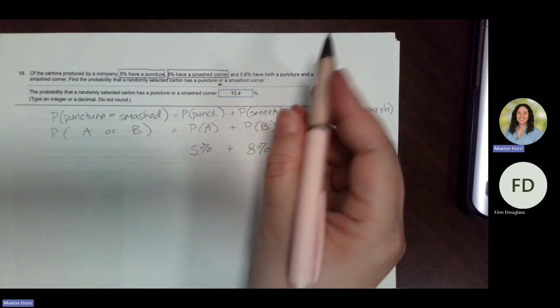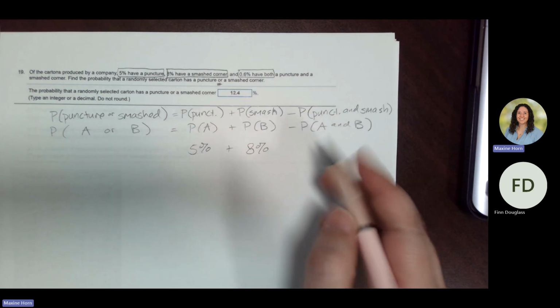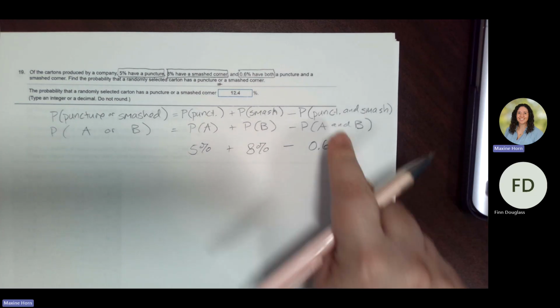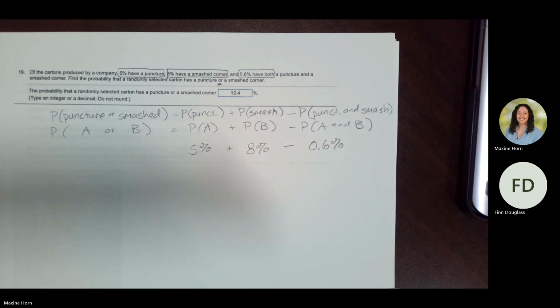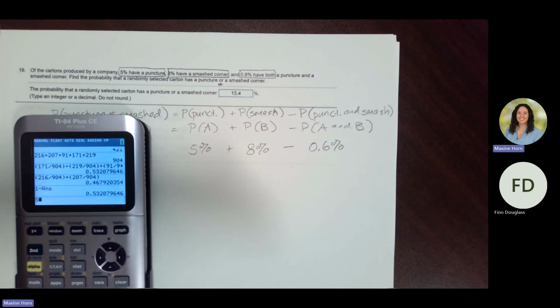And then they said 0.6% have both, so minus 0.6%. That's what we're going to plug in. We're going to do 5% plus 8% minus 0.6%. And that's how we're getting 12.4%.